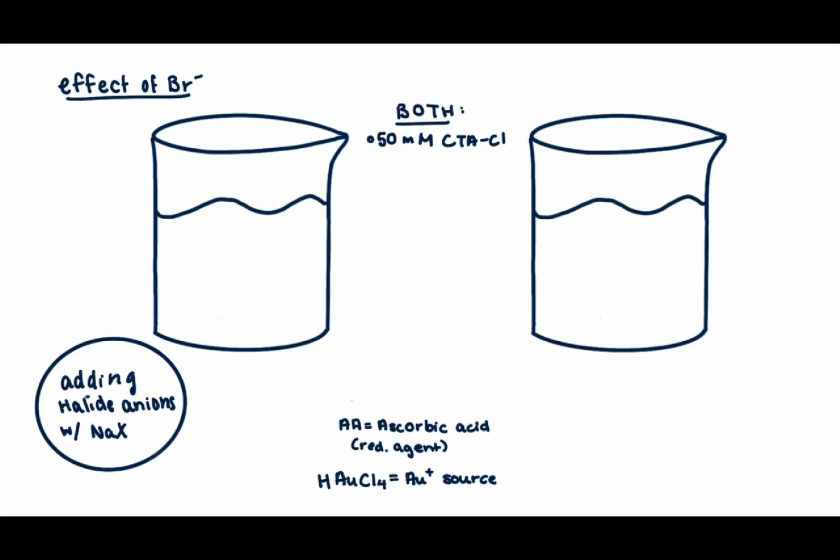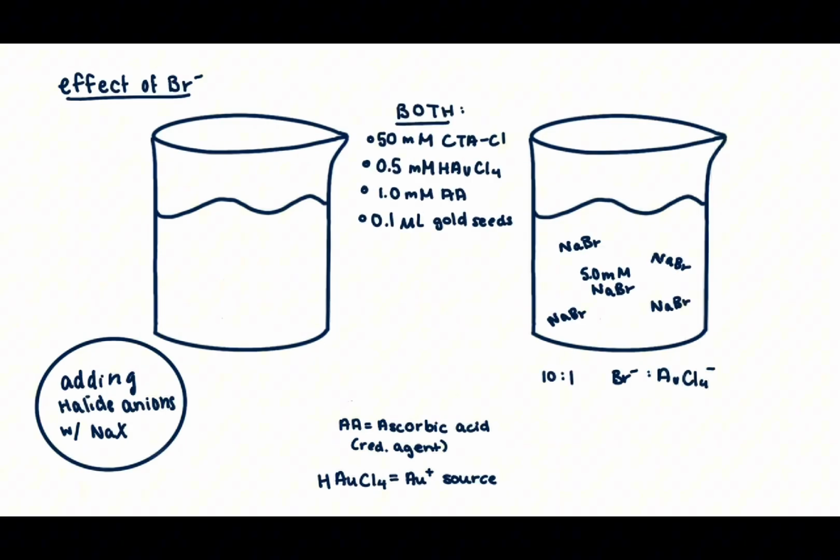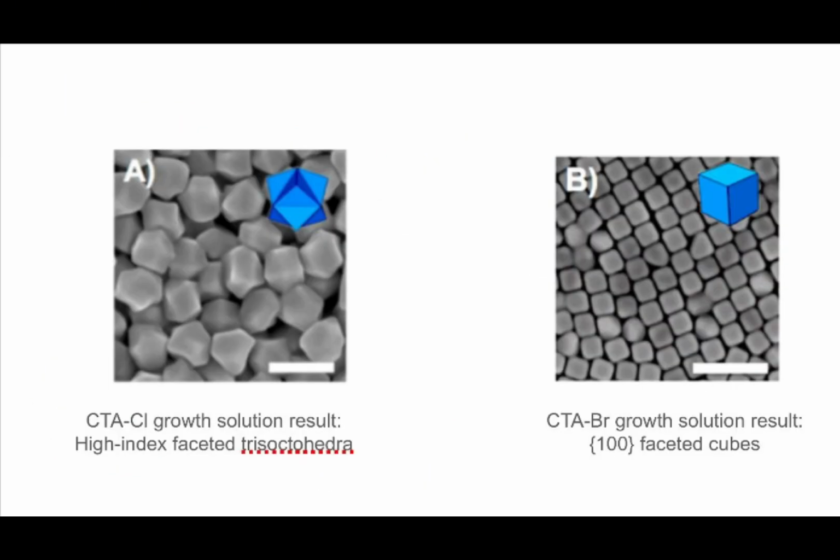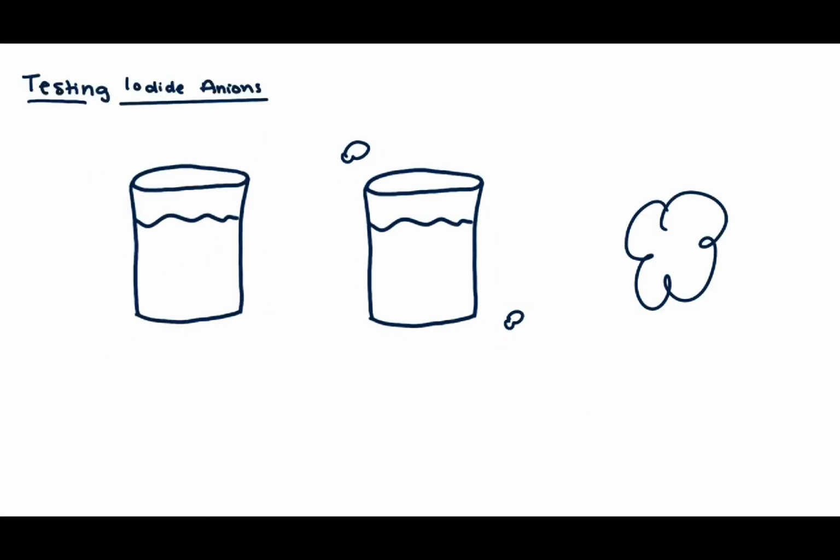To look at the difference between bromide and iodide, the researchers first looked at the effect of bromide ions. In order to do so, two identical growth solutions were prepared, but 5 millimolar sodium bromide was added to one of them. Once again, the solution containing bromide anions resulted in lower index facet cubes, where the standard growth solution had high index trisoctahedra. An identical procedure was used with sodium iodide.